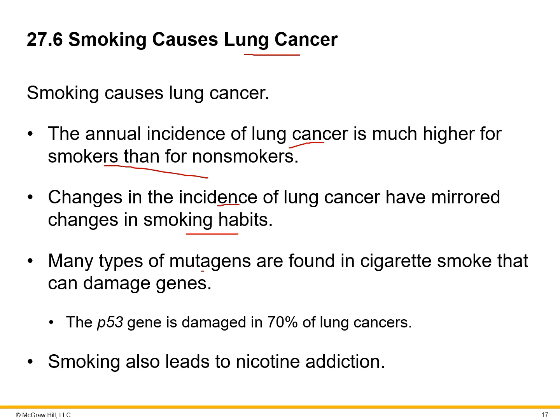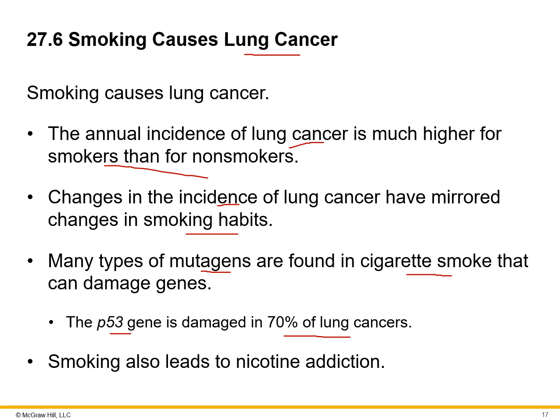There are many types of mutagens, which are just chemicals that cause mutations. Doesn't mean they always will, but it increases the chances of causing mutations. There are many different types of them found in cigarette smoke that can damage genes. And again, it could damage any genes, but the ones related to cancer are the ones like P53. About 70% of lung cancers have that damaged P53.